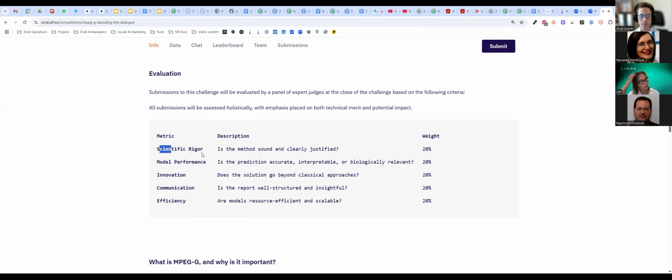So 20% goes to scientific rigor, 20% goes to the performance of your model, accurate, interpretable, and/or biologically relevant predictions, 20% towards innovation. So we want to see you going beyond the state of the art, not repeating work that's already been done in the space. 20% goes to communication. So that is, how is the report structured? Are your insights clearly communicated? Are your visualizations clear and well thought through? And then efficiency. As you saw, we've asked you to report on your specifications and your model efficiency. We want the models to be resource efficient and scalable. And you can see each of these five weighted equally.